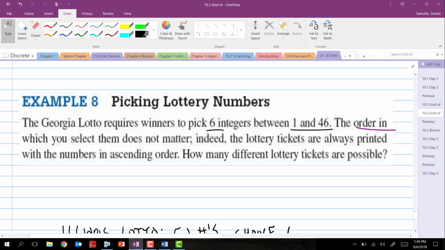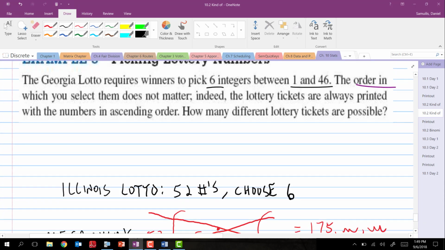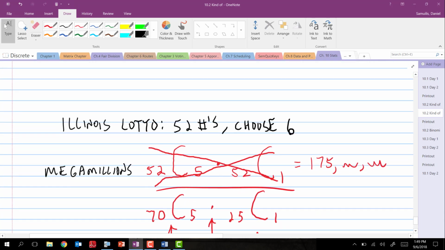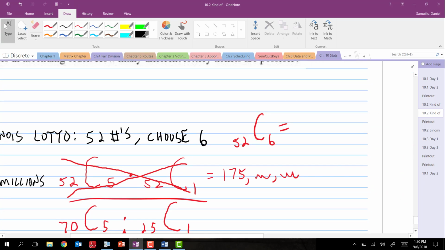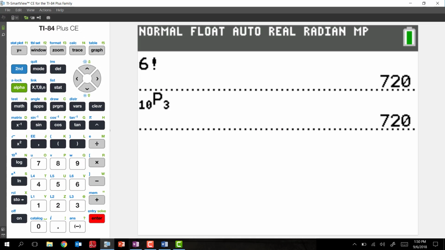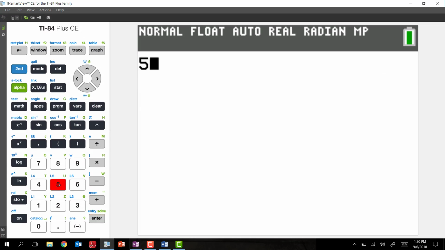So for Lotto, does the order matter? No. So for Lotto, it's a 52 number draw, a combination with 6 numbers picked because order doesn't matter. And then when we go to our calculator, we're going to calculate all of these. Clear? This is how you do it old school.